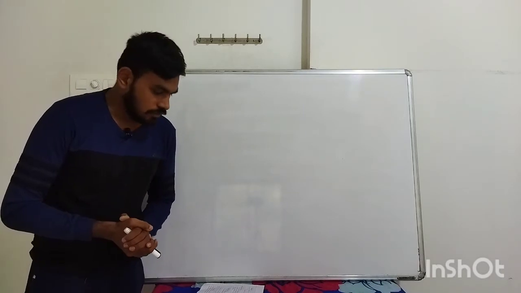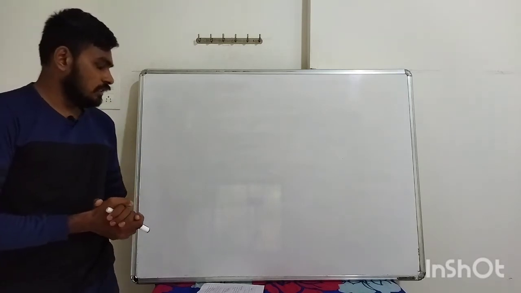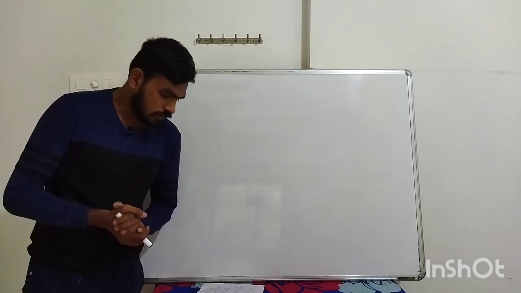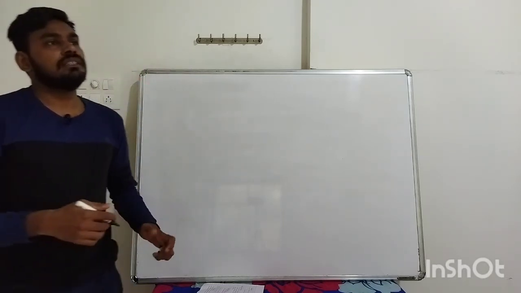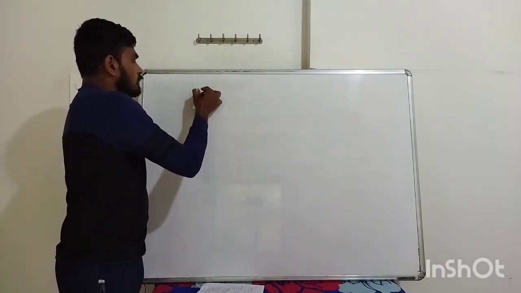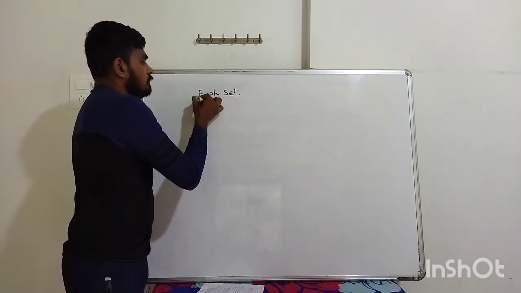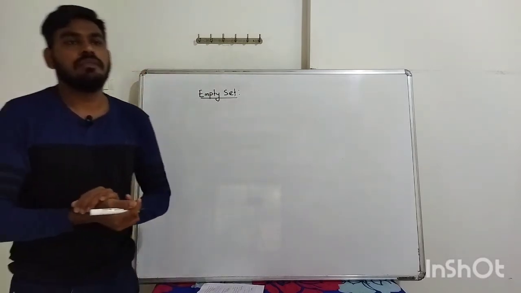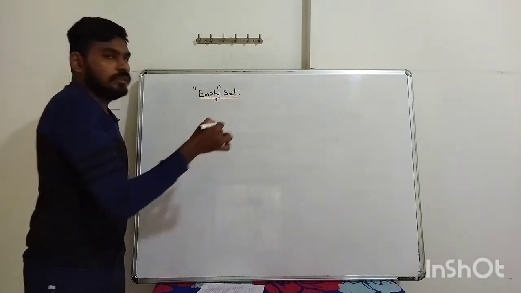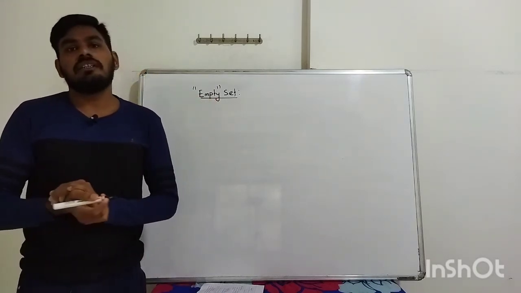So today we are going to continue with the lesson. First, we learn different types of sets, and then we learn what subsets are. So I'll start with today's class. The first type of set is the empty set. Looking at the name, you can tell what an empty set is. It is a set which doesn't contain any element.